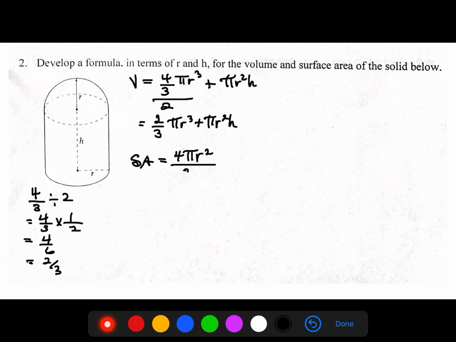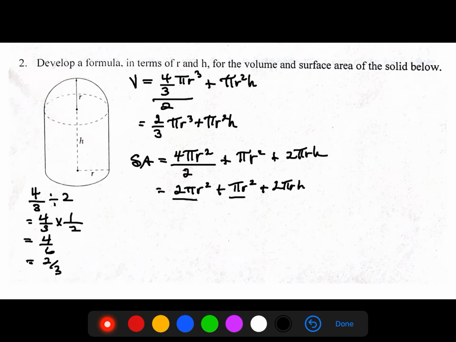Our surface area, again, thinking about only what's on the outside. So for our surface area of half a sphere, 4 pi r squared is the surface area of a sphere, but again, we only have half of it. Then we're going to have our cylinder. Our cylinder usually has 2 pi r squareds for the top and bottom circles, but the top circle is not on the outside of the object, so we're only going to include 1 pi r squared. And for our lateral surface area of our cylinder, we're going to have 2 pi r h.